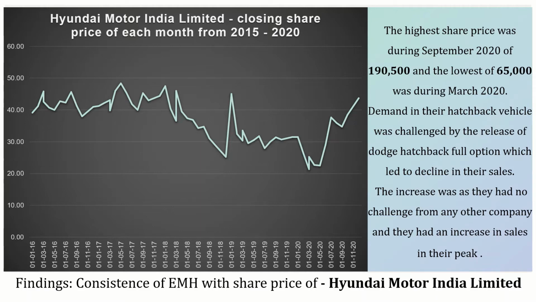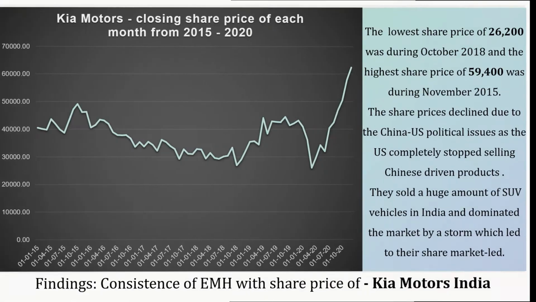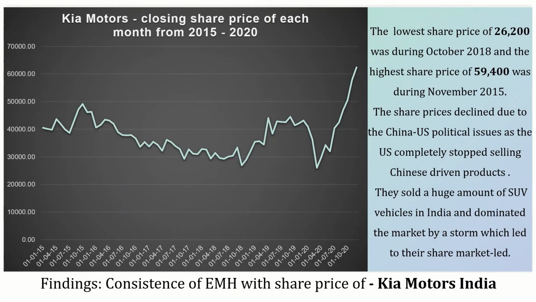Monitoring the share prices of Kia Motors shows that the lowest share price of 26,200 was during the month of October 2018, and the highest share price of 59,400 was during the month of November 2015. This decline in share prices during the month of October 2018 occurred due to the China-US political issues, which impacted Kia Motors hugely because the US completely stopped selling Chinese-driven products, which drastically made Kia lose a huge share market price, which led to their positioning going down.